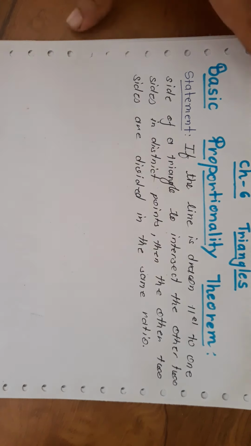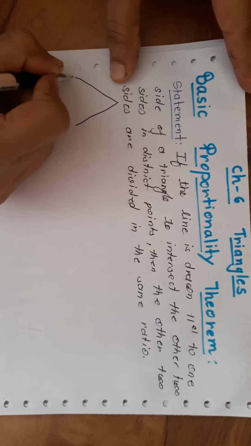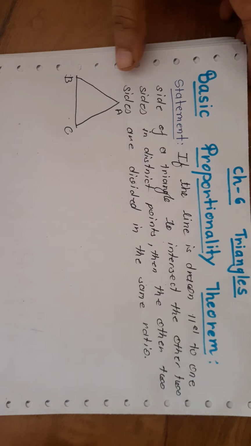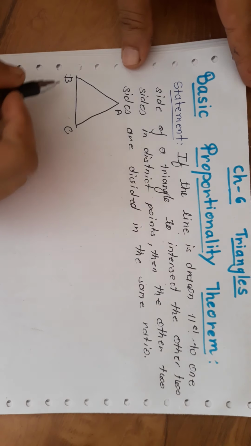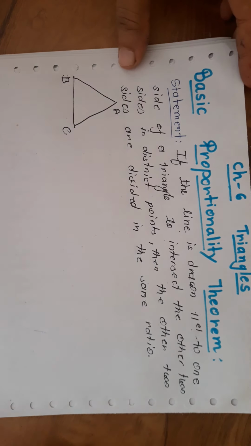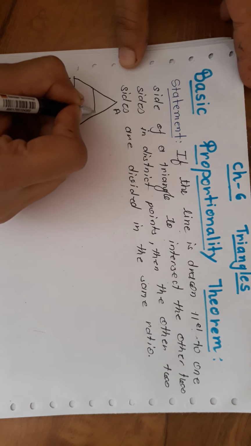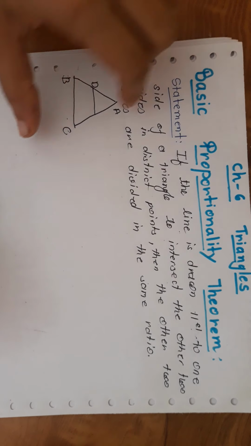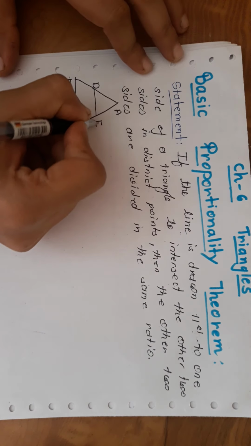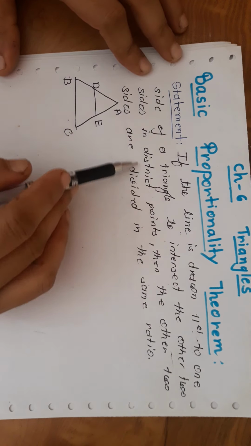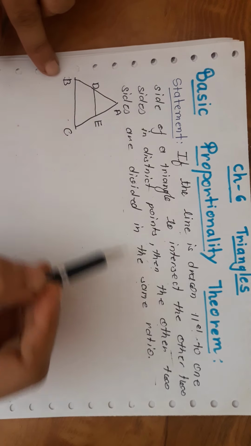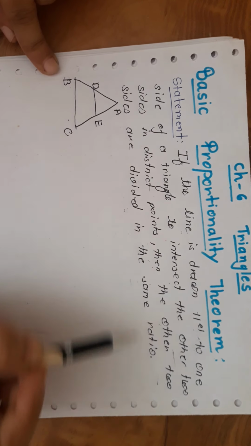That means what? Let's draw the figure as per the statement. Triangle ABC. If a line is drawn parallel to one side of a triangle, let's say BC, this side parallel, I draw a line DE which intersects the other two sides, that means AB and AC, at distinct points, let's say D and E. Then the other two sides are divided in the same ratio. So we have to prove this.